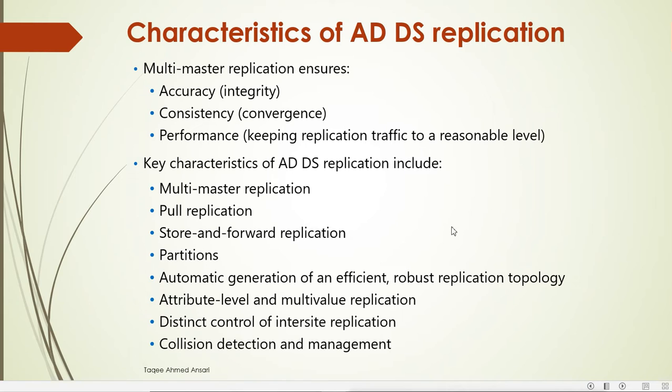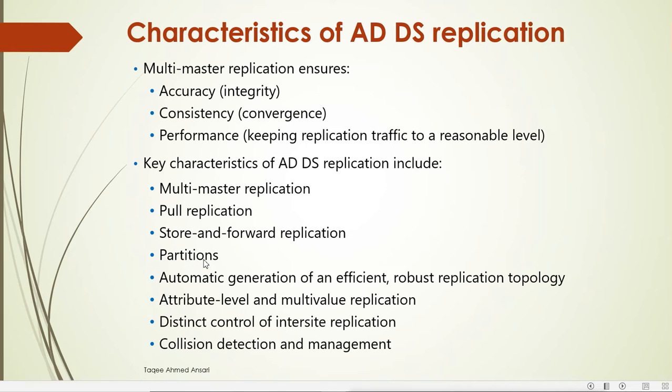It is not like a push replication, it is like pull replication. That means if two domain controllers talk to each other, and one domain controller says that it has the latest information, the other domain controller will send the pull request and pull the information from that domain controller. It is not like the domain controller which has the new change will push the new changes to the other domain controller. Then it is also store and forward replication. It does store first and then forward.